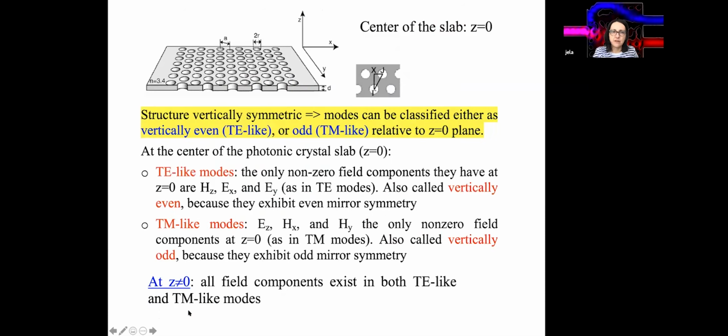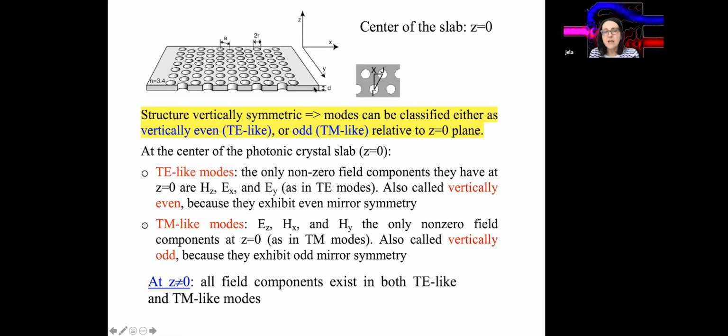So how do we define these categories of modes? If the structure is vertically symmetric, and this one is vertically symmetric because you have air on top and on bottom, we can separate modes into two categories: TE-like, which are also referred to as vertically even, and TM-like, which are referred to as vertically odd. And they're defined relative to the z equal to 0 plane, so that's the center of the slab.